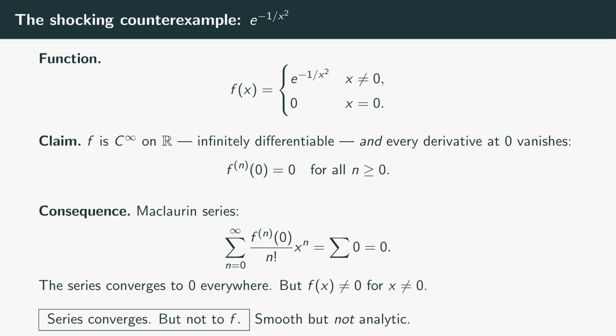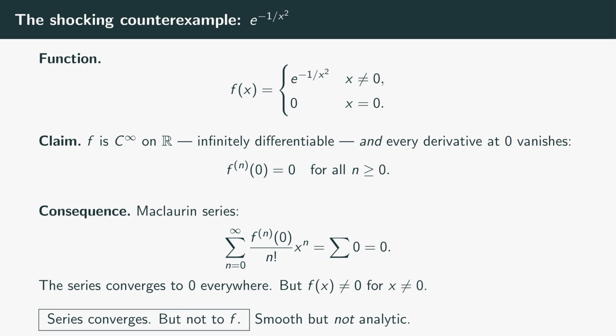Here is the shocker. This function f is infinitely differentiable everywhere, and at x equals 0 every single derivative equals 0. f of 0 equals 0. f prime of 0 equals 0. The nth derivative of f at 0 equals 0 for every n. The proof: near 0, derivatives are polynomials in 1 over x, times e to the minus 1 over x squared. The exponential factor decays faster than any polynomial in 1 over x grows. So every derivative at 0 exists and equals 0.